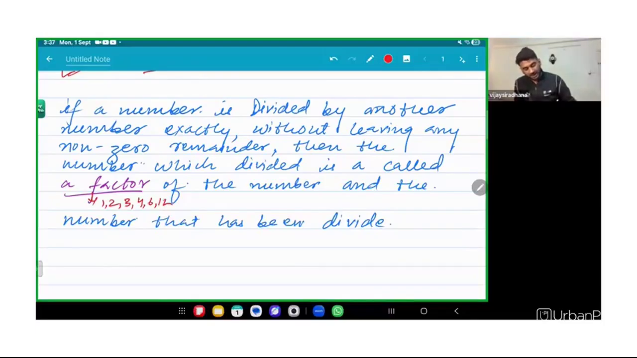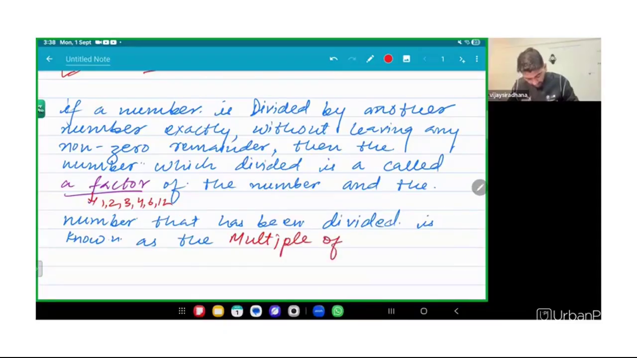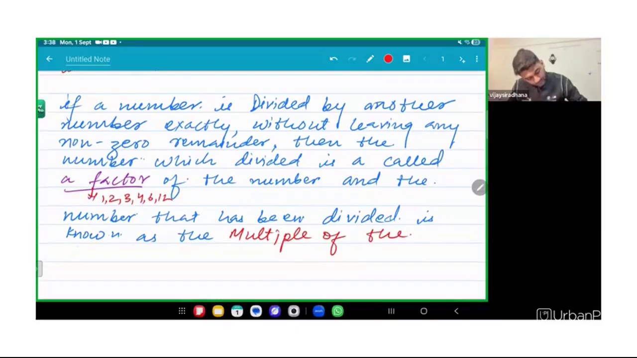And the number that has been divided is known as the multiple of the number. Right? With this, you will be able to answer any question from this perspective. Now we'll be moving further into the remainder theorem and the factor theorem.